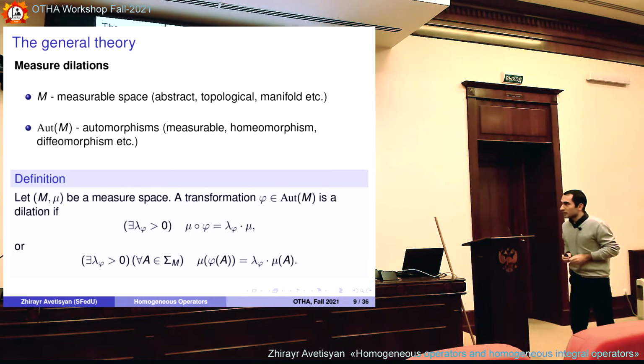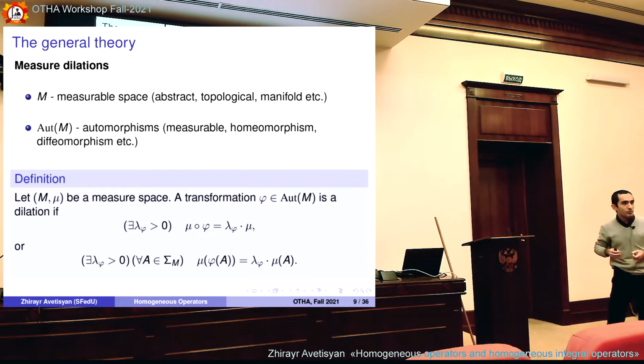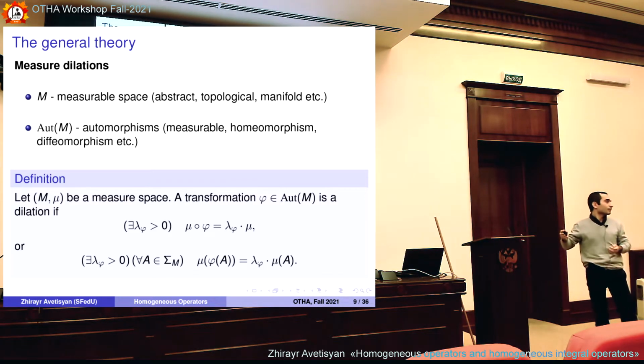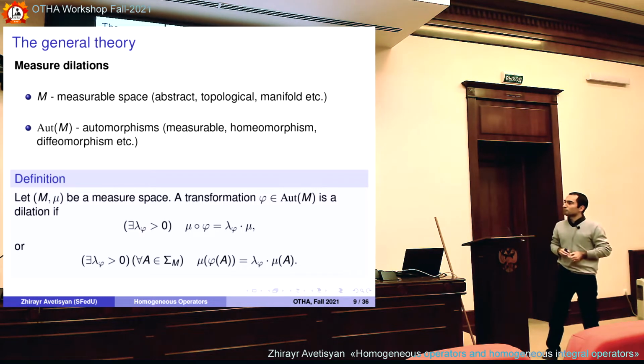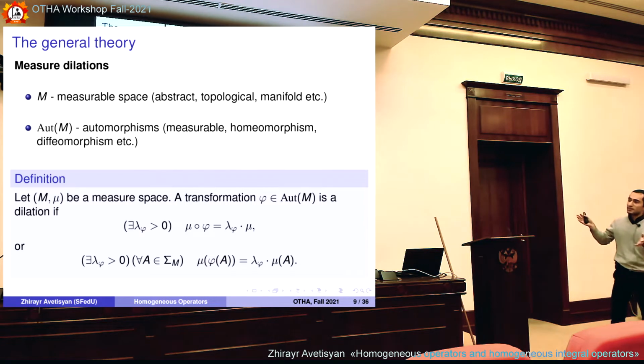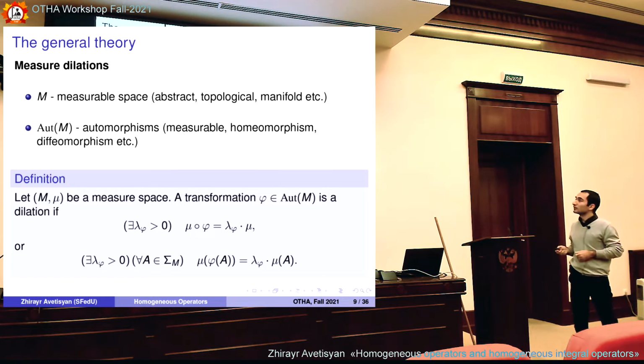And the definition is this. So you have a measure space M, so you choose a measure on that measurable space, and you say an appropriate transformation phi is a dilation if the pullback of the measure mu under that transformation is proportional to itself with a certain positive proportionality constant lambda phi. Yeah, and that's it. It's just two different ways of writing the same thing, right? It's proportional to itself after the transformation.